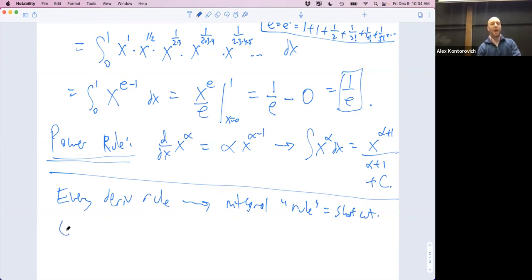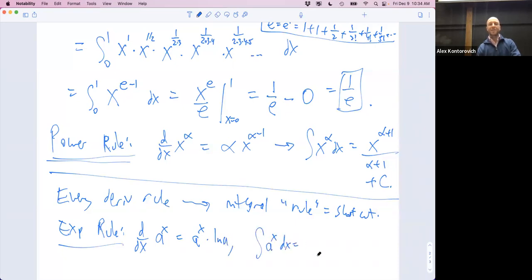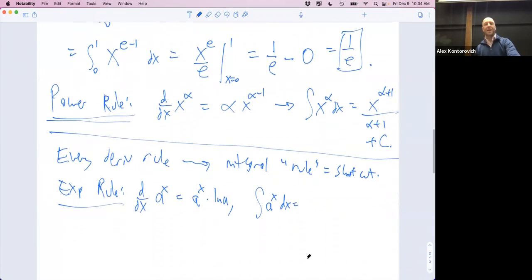Okay, so what about our exponential rule? What's the derivative of a to the x? Yes, a to the x times ln of a. Beautiful. So what's the integral of a to the x? Indefinite integral. In other words, what's an antiderivative of a to the x?